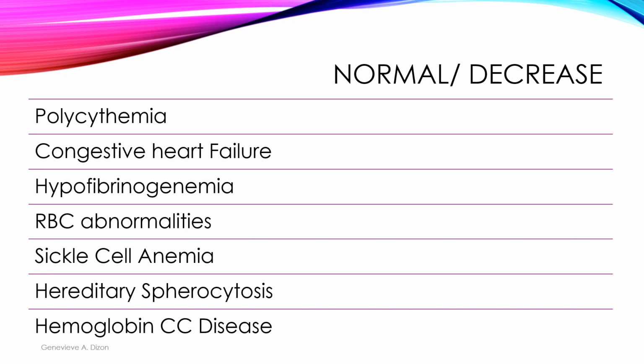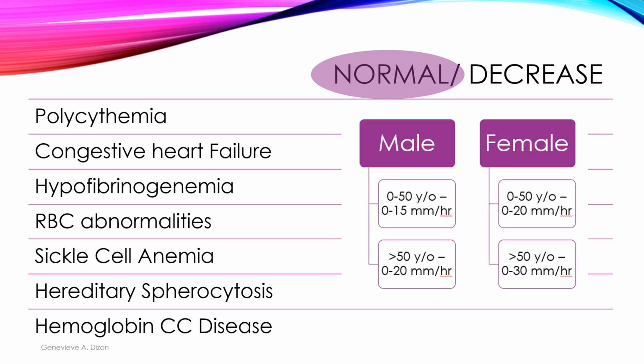Now the question is, why would these conditions cause a normal value? If you remember, the normal values start with 0. So that means these conditions can cause a false decrease, and therefore they might give or be reported as a normal value.